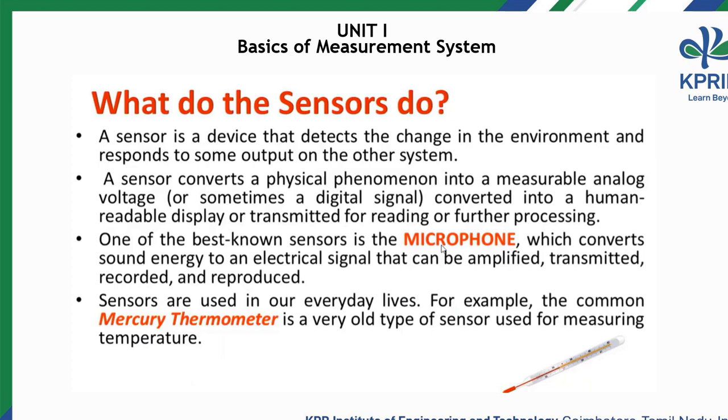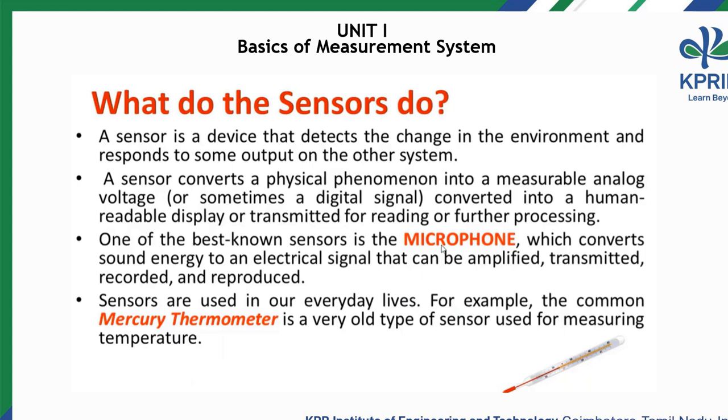Why do we want to convert a physical quantity into an electrical quantity? When you want to process a signal, it must be in electrical form. Process in the sense when you want to store information, when you want to transmit the information, when you want to amplify the information, it must be in electrical form. And another important thing, when you want to display that particular information, it must be in electrical form.